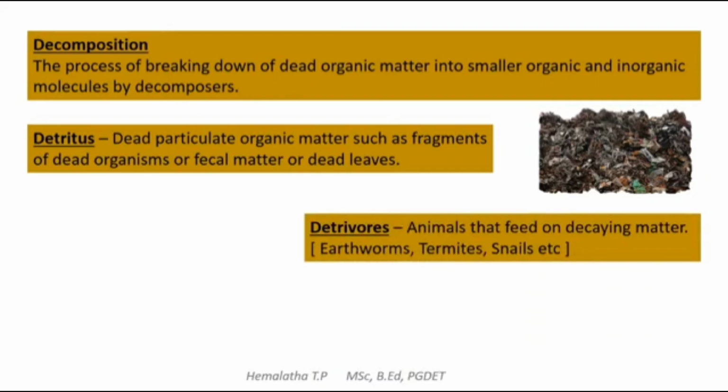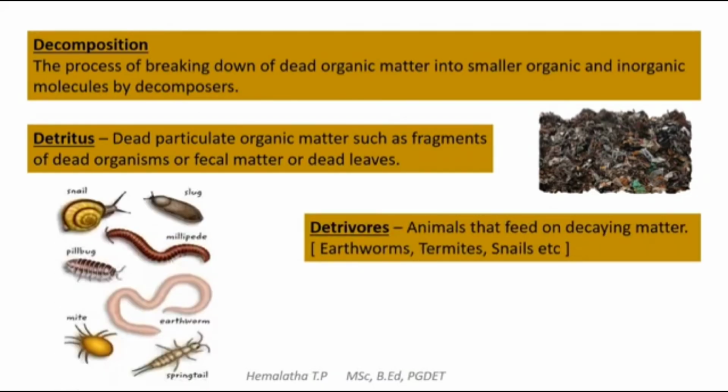And animals that feed on this decaying matter are called detritivores. Some of the organisms I have shown here are snails, slugs, millipede, pillbug, earthworm, mite, springtail. These are some of the detritivores which feed on the decaying organic matter, and they help in the decomposition process. So they are called detritivores.